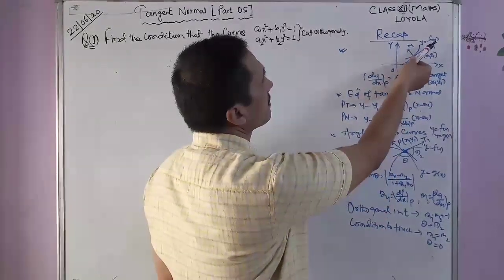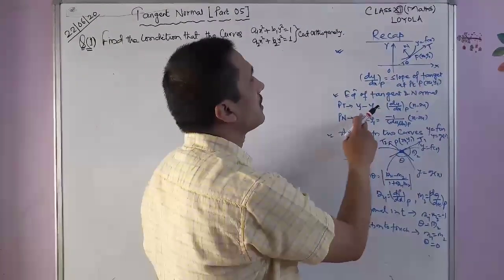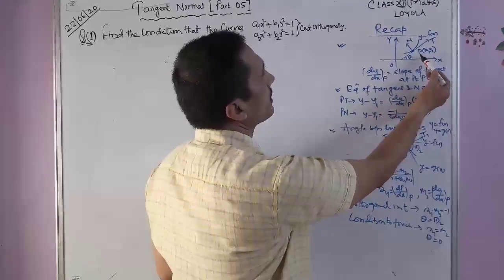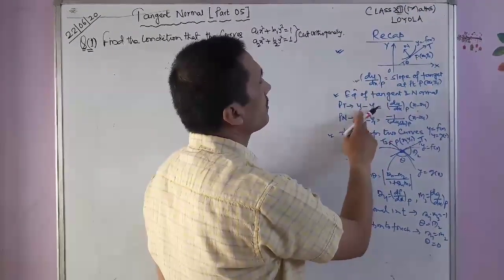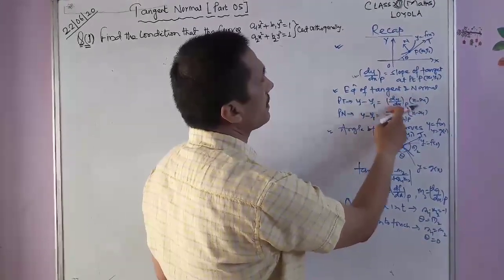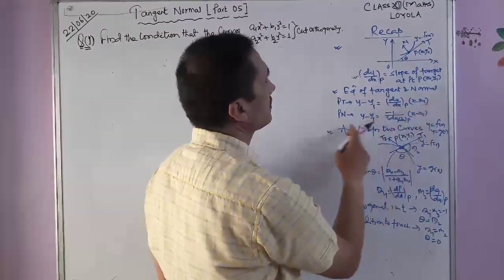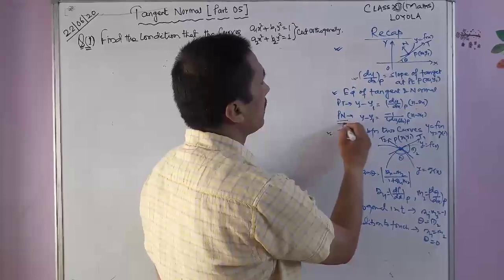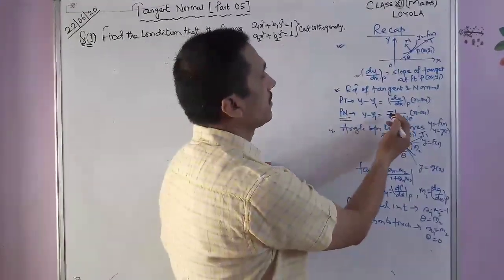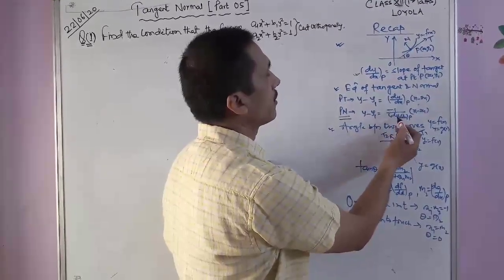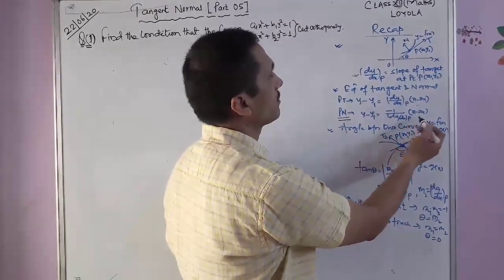Equation of tangent: equation of PT is a straight line passing through point (x1, y1) and having slope m, this m, y minus y1 equals m, dy by dx at P, into x minus x1. Slope of equation of normal PN: y minus y1 equals minus 1 upon m, that is minus 1 upon dy by dx at P, into x minus x1.